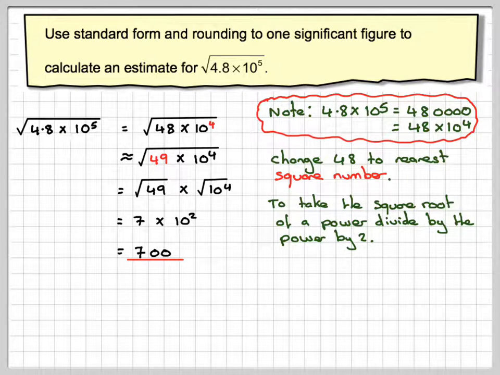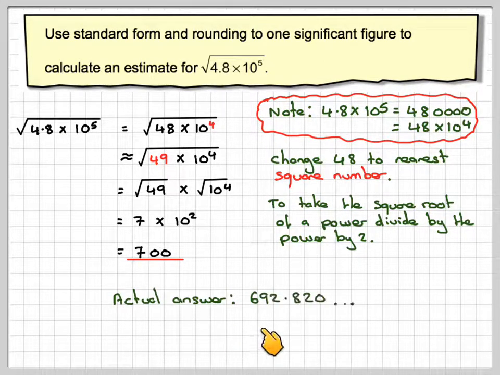What's the actual answer to this sum? The square root of 4.8 times 10 to the 5. So the actual answer is 692.820. So it's a fairly good approximation.